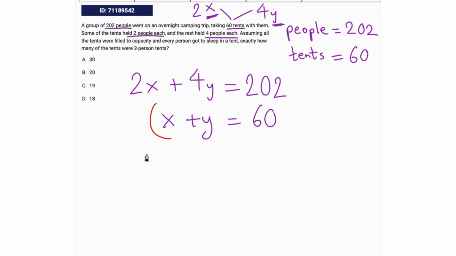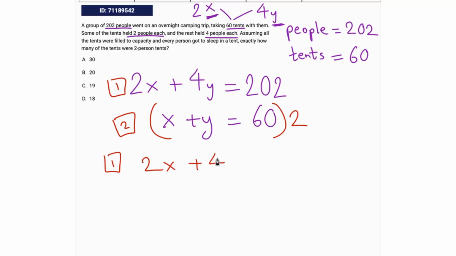Anyhow, so now I'm going to use a process of elimination. I'm going to first multiply this by 2. This is the first equation, this is the second one. The first is, of course, 2x plus 4y. We're not going to touch that. Okay, and the second one, we're going to multiply all of this by 2.